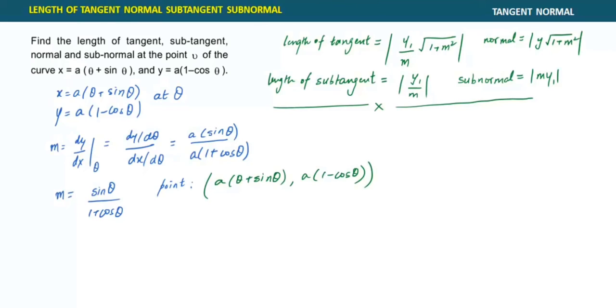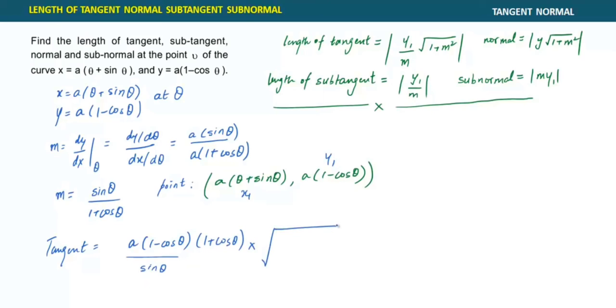Okay, so length of tangent. We are finding the length of tangent first of all. So it will be y1. This is the particular value of y1 and this is nothing but x1, right? Though you can see that nowhere we are going to use x1. So it is 1 minus cos theta, right, divided by m, right? So division by m will give you sine theta into 1 plus cos theta over here, into the product of 1 plus sine square theta upon 1 plus cos theta whole square.